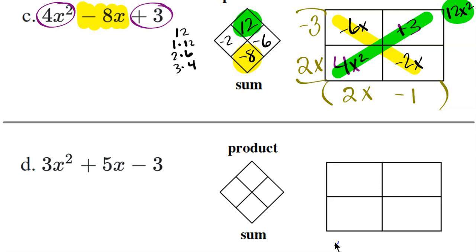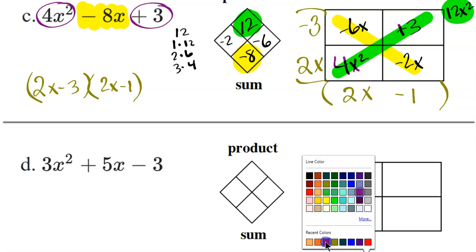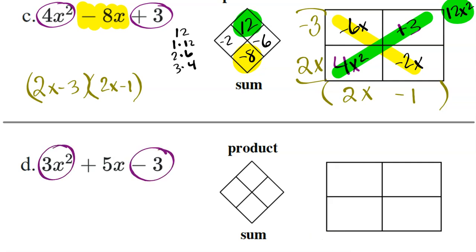So now we have 2x minus 3 times 2x minus 1. And that's been factored. So feel good about that. All right, so now we look at this one and we say, okay, so we got 3x squared and minus 3. So we go 3x squared and minus 3. And if we multiply these, they're going to give us a number which goes right here in the top. 3 times negative 3 is negative 9x squared.